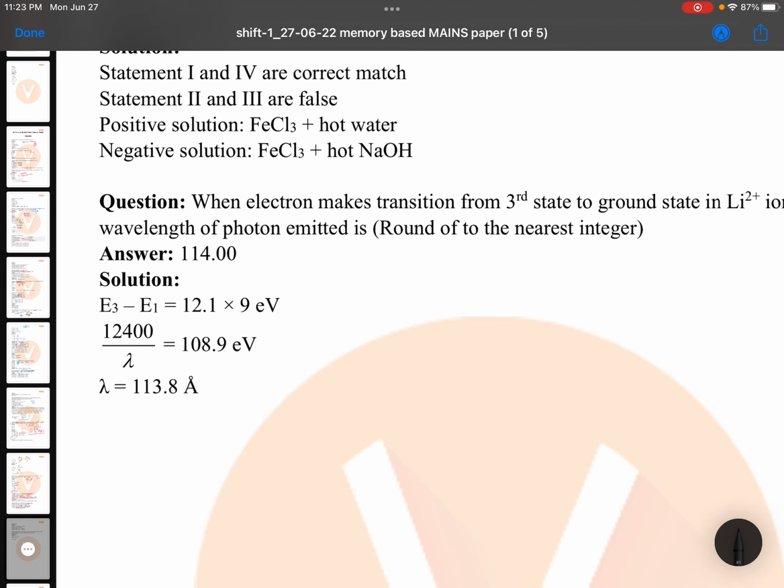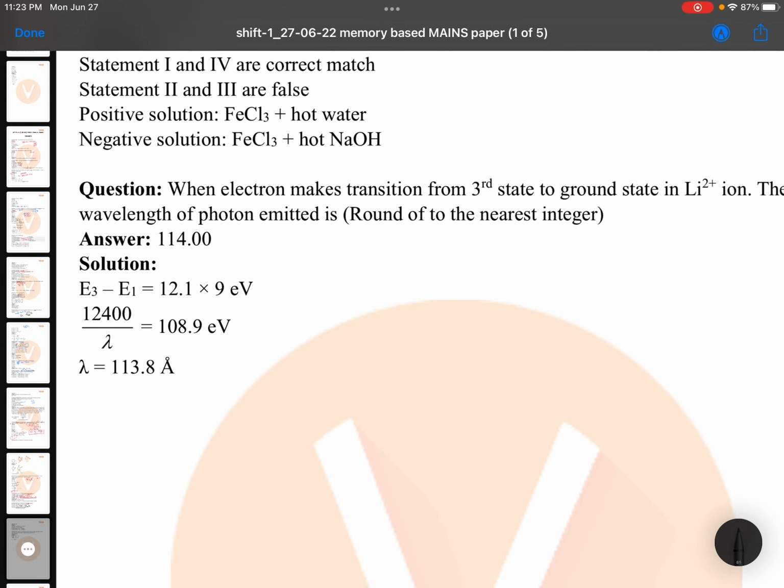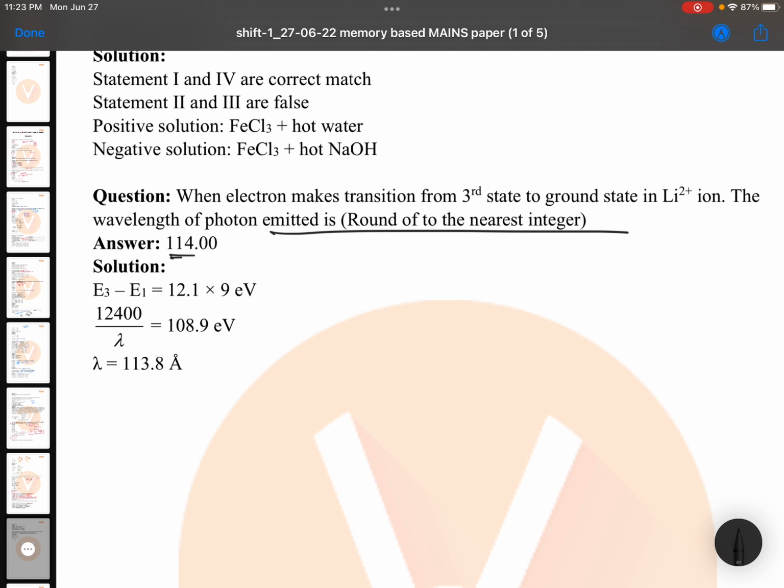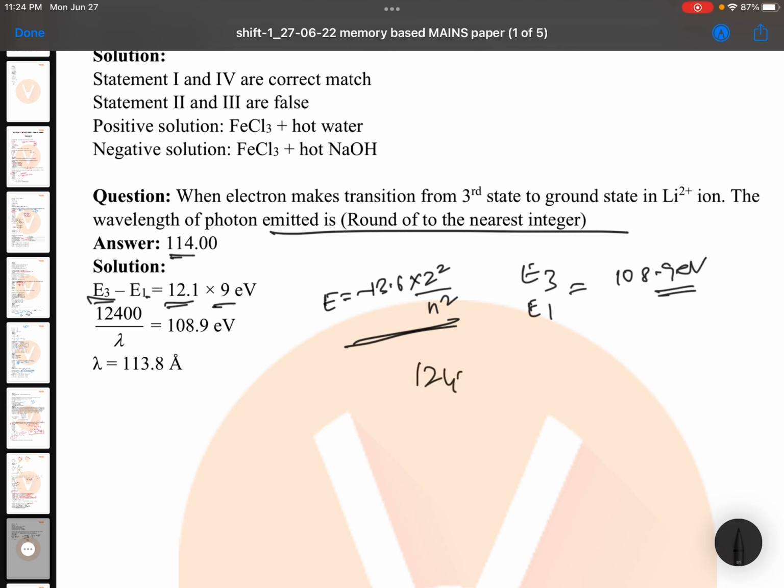When an electron makes a transition from the third state to the ground state of lithium plus 2, the wavelength of photon emitted is, okay, so the answer is 114. The answer is already mentioned here, and E3 minus E1 is equal to 12.1 into 9 electron volts. So we are using this energy formula: energy is equal to minus 13.6 into Z square by N square. This formula is applicable. Here we are finding E3 and E1. The difference, if you see, is 108.9 electron volts. Direct formula is there: 12,400 by lambda is equal to the energy in electron volts, 108.9 electron volts. If you find, that will become 113.8, approximately 114 you can take.